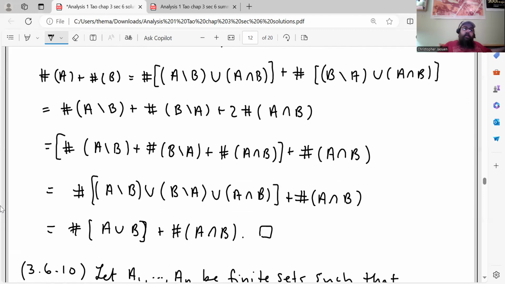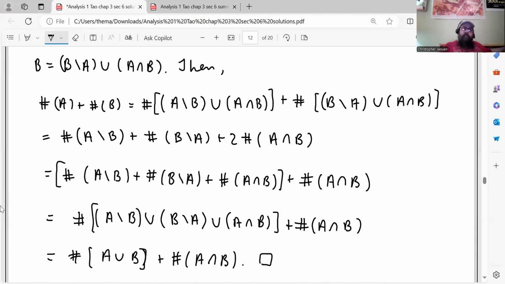Then the cardinality of A plus the cardinality of B is equal to the cardinality of A minus B union A intersect B, plus the cardinality of B minus A union A intersect B. Now, all of those are disjoint sets, so the cardinality distributes over the unions here. So that's equal to the sum that I have here, which I can rearrange.